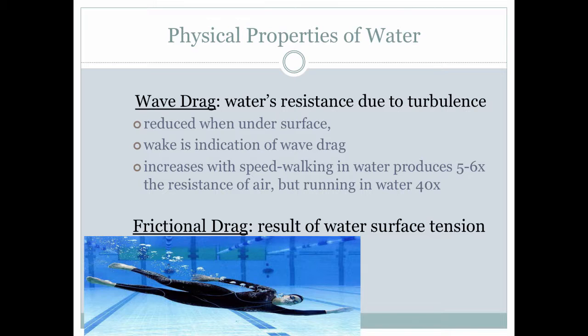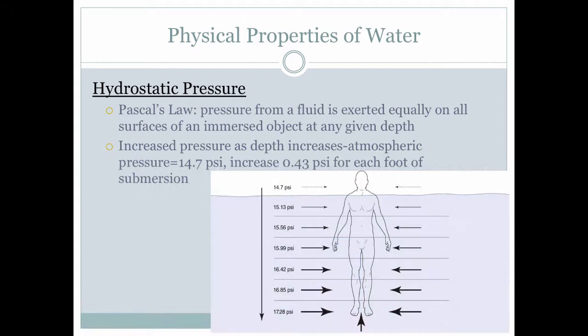And then lastly, we have frictional drag, which is a result of water surface tension. So we know from science that we have this surface tension that has to be broken. That's the reason that you'll see, like in diving competitions, they'll have that little stream of water flowing out there to help break that surface tension whenever they enter the water from a dive.